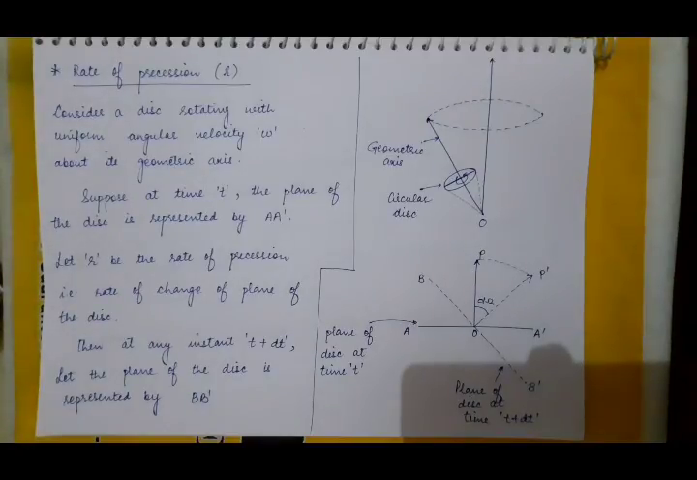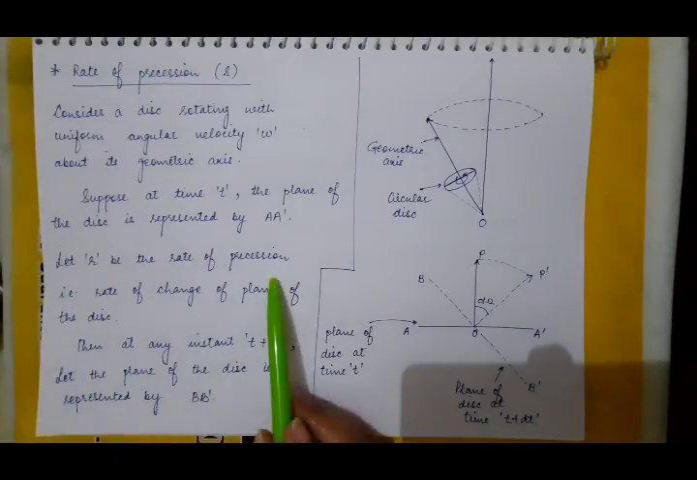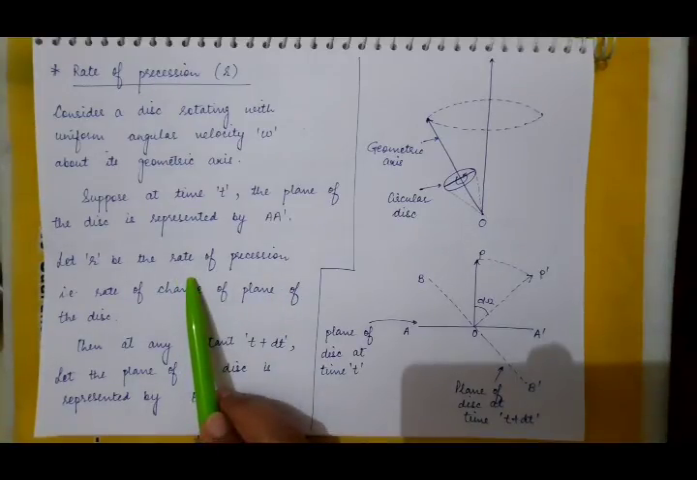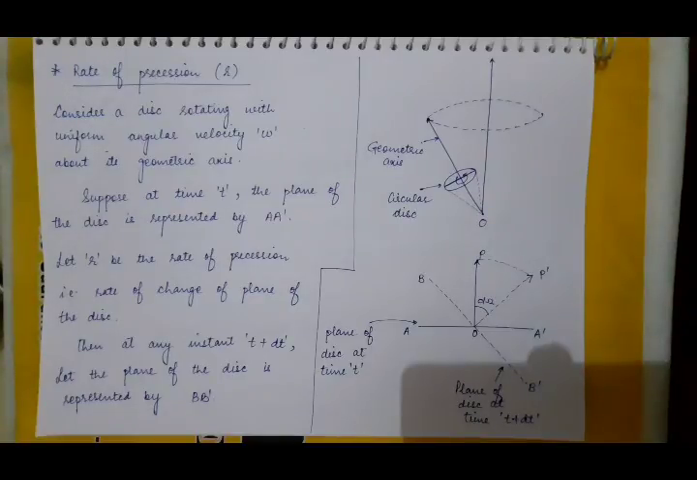So in time dt, the axis of rotation has moved from P to P dash, and it will continuously stay in this precessional motion all the time if there is a torque applied in a direction perpendicular to this axis of rotation. So this R is the rate of precession. Rate of precession tells us the rate of change of direction of the axis of rotation.